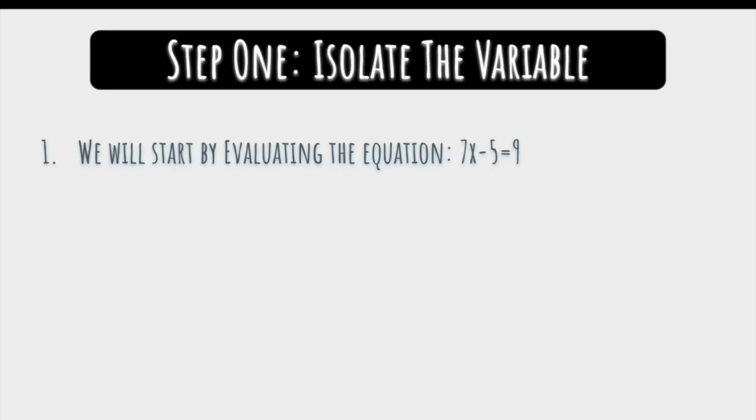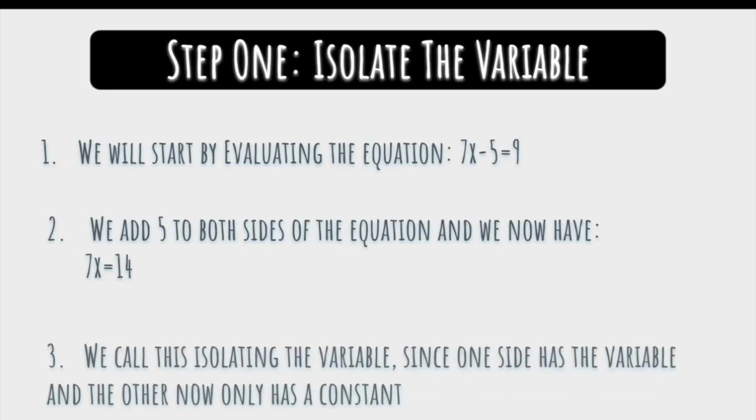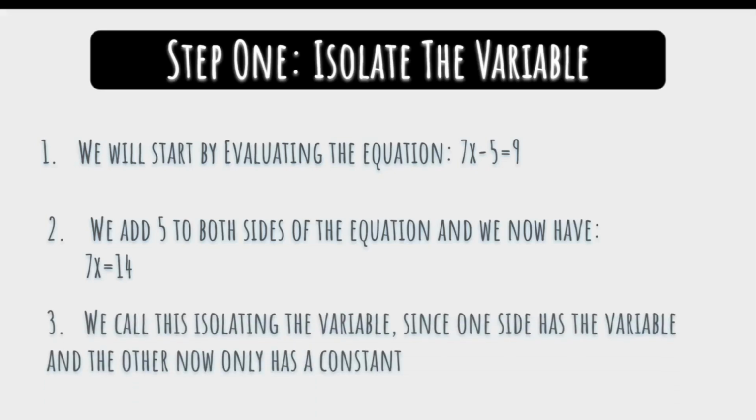And in order to do that, we have to first isolate the variable. You're probably asking yourself, how do we do this? So we have to take advantage of our inverse operations and add 5 to both sides to cancel out the 5 on the side with the variable. When we add 5 to both sides, that cancels out the 5 and adds 5 to 9, which gives us 7x equals 14. We call this isolating the variable since one side of the equation now has a variable and the other now only has a constant. Step number 2 is to get x by itself.